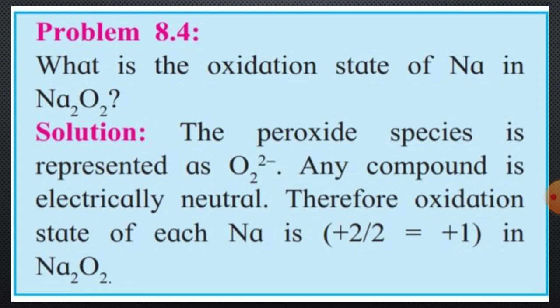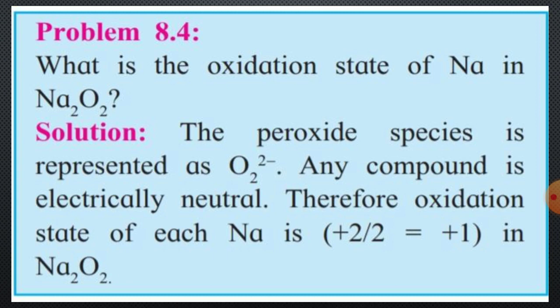So remember student, any compound is electrically neutral. As we know, the peroxide species is represented as O2 2-. So O2 carries -2 charge. Fine, O2 carries -2 charge. So here Na2 will carry +2 charge, because Na is there 2 times.